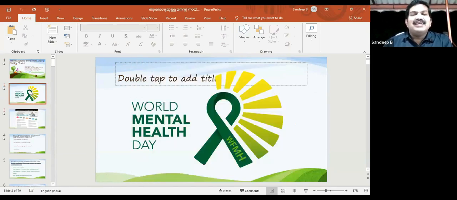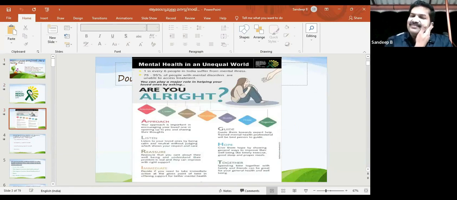And last year, the World Mental Health Federation and WHO put the topic. Every year there would be a theme for the Mental Health Day. Last year the theme was mental health in an unequal world. So our world is unequal in various aspects, and it is very much important. I mean, of course, much of physical health of people was affected in the last 2 years because of COVID.